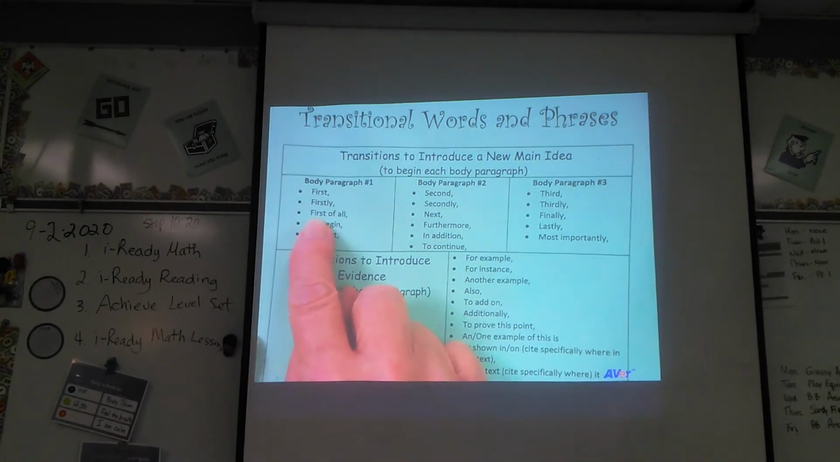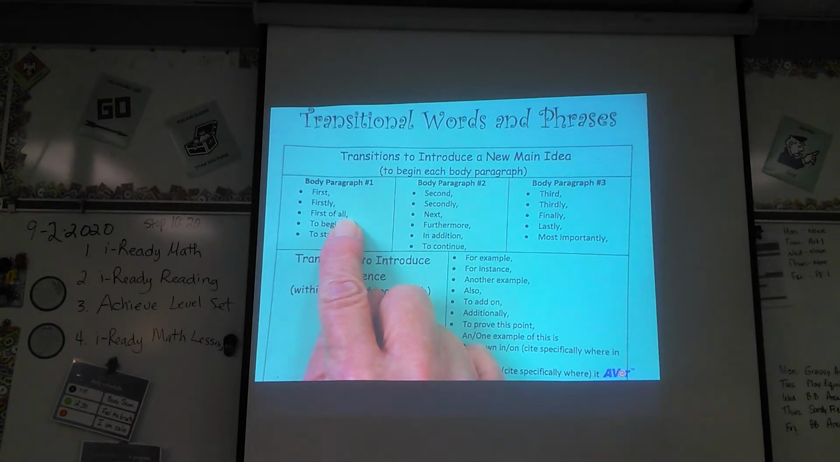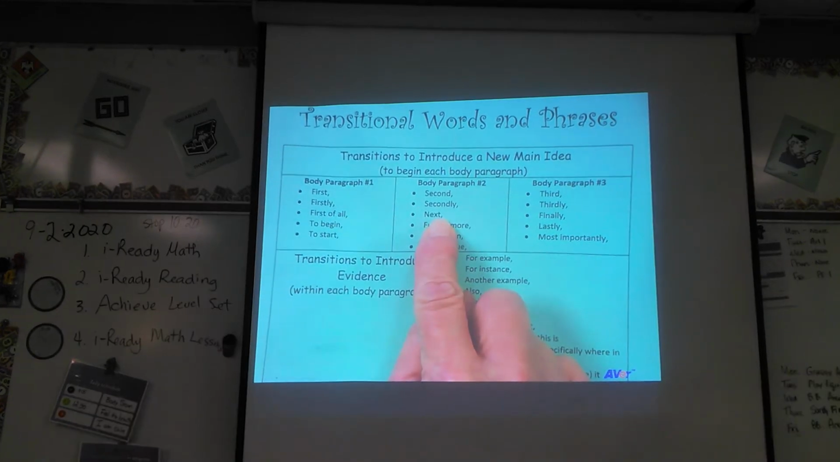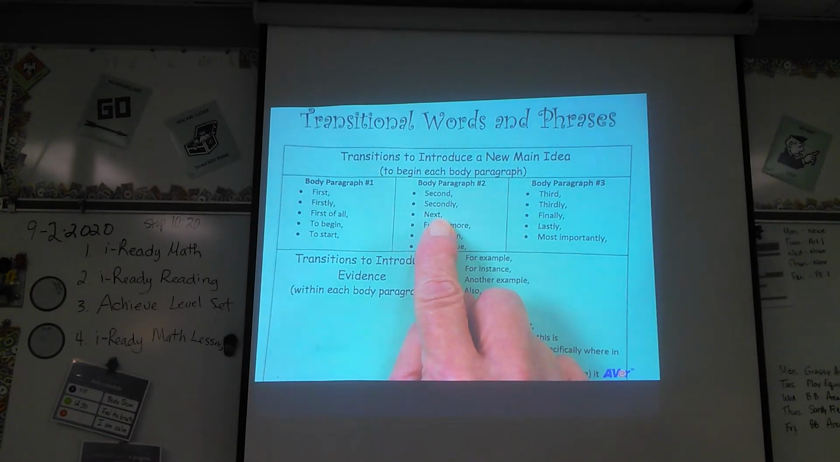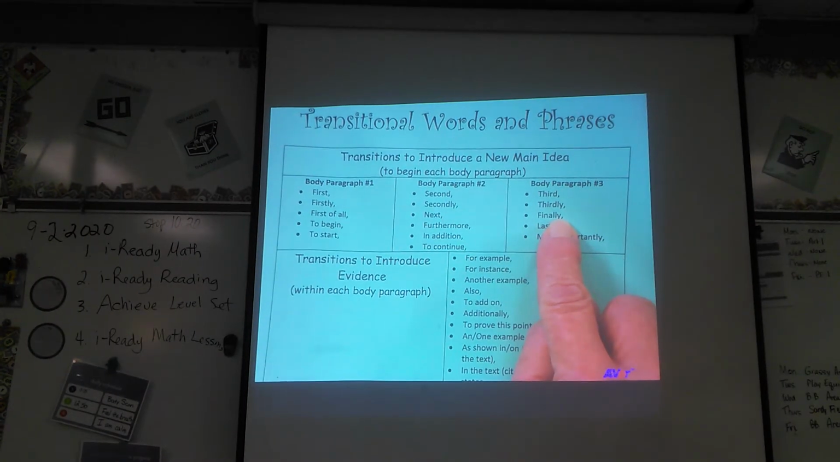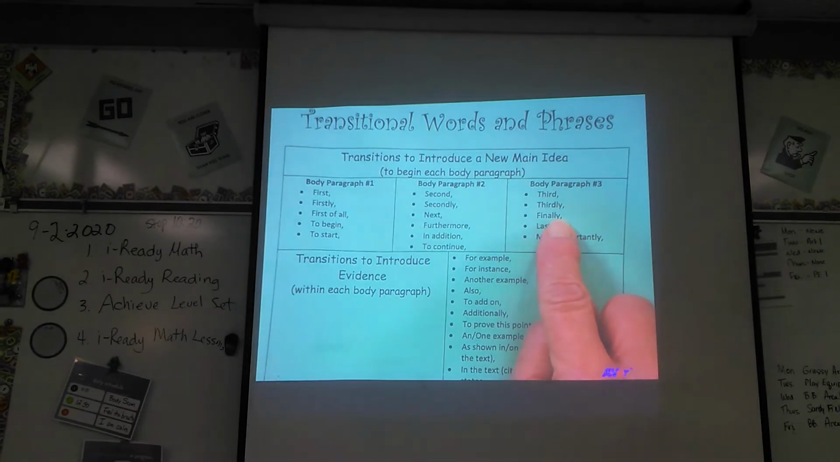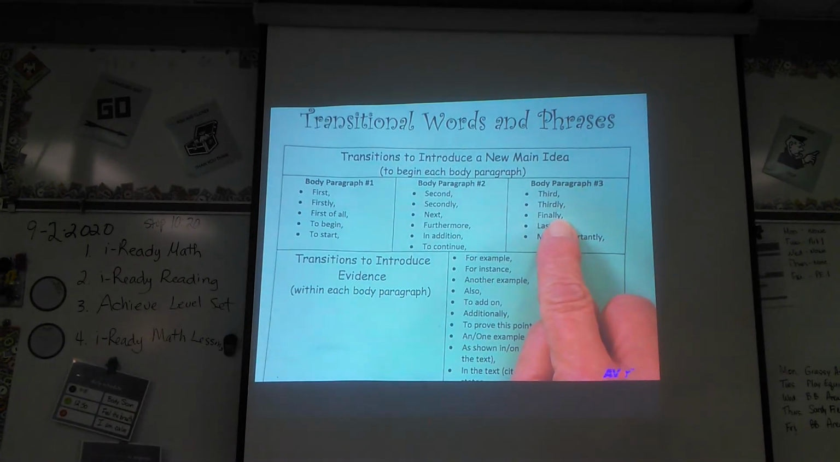So when your reader sees, first of all, they know that you're going to present your first main idea. When they see that you say next, they know that you're done talking about that first main idea, and now you're moving on to the next one. And when they see the finally, they know that you're done talking about the second main idea. Now you're going to talk about your third and final. So the transitional phrases really help your reader to see what your main idea is, what your evidence is, and how you're supporting that idea with the evidence.